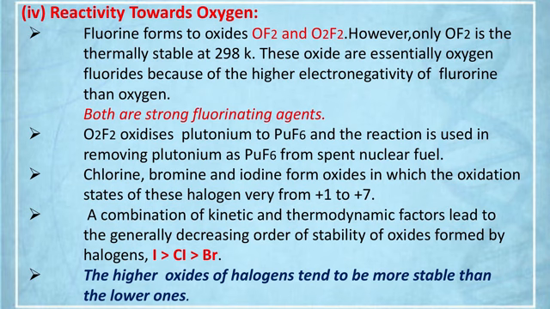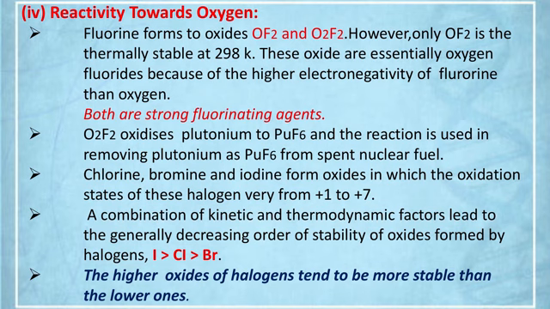Both are strong fluorinating agents. Both these compounds are strong fluorinating agents, meaning they can fluorinate other compounds and elements. For example, O2F2 oxidizes plutonium to plutonium hexafluoride, which can be removed as spent nuclear fuel.